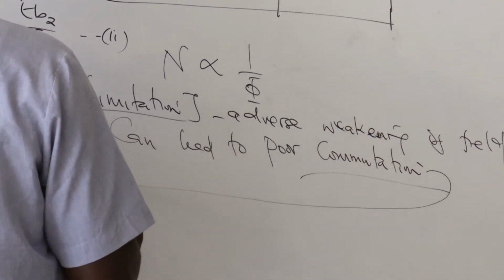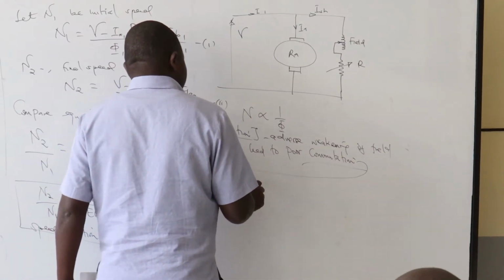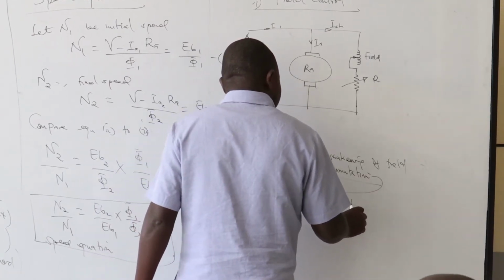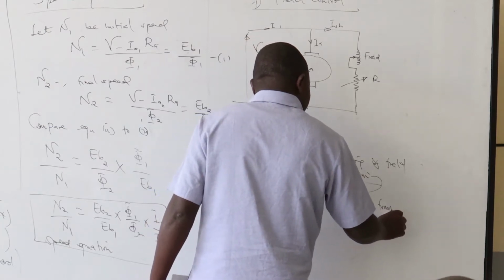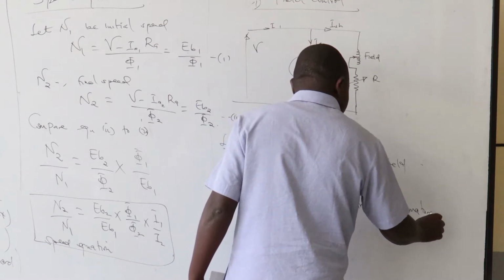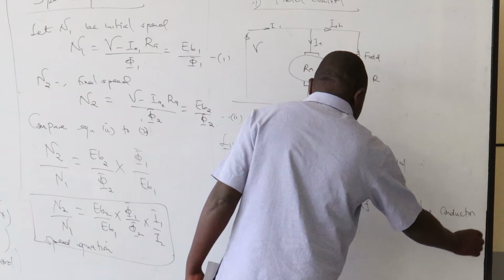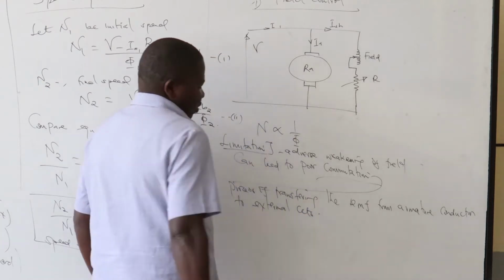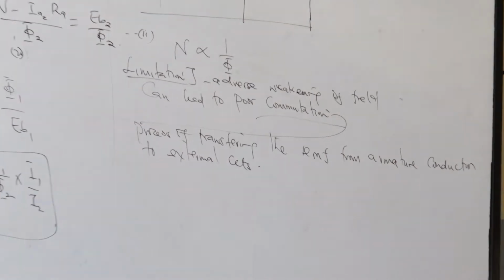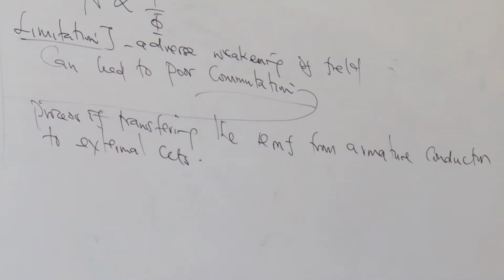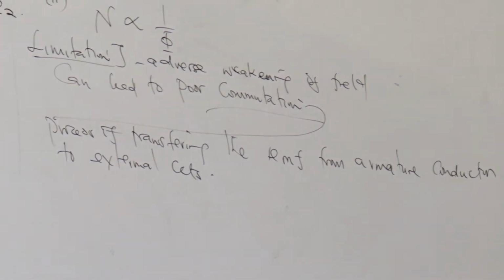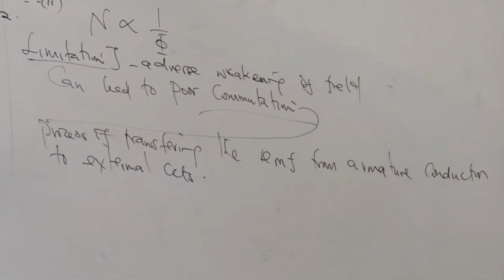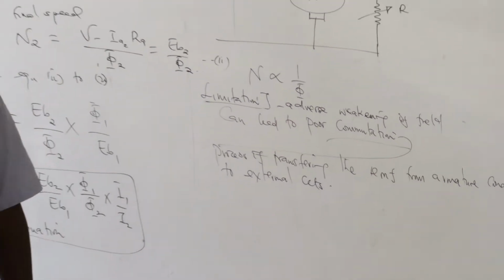Commutation is the process of transferring the induced EMF from the armature conductors to external circuits. Remember, it is in the armature conductors that we cook the EMF. So it needs to be transferred for use. The process of making it effective in the external circuits is called commutation. So this process must be effective for the machine to be effective, right?